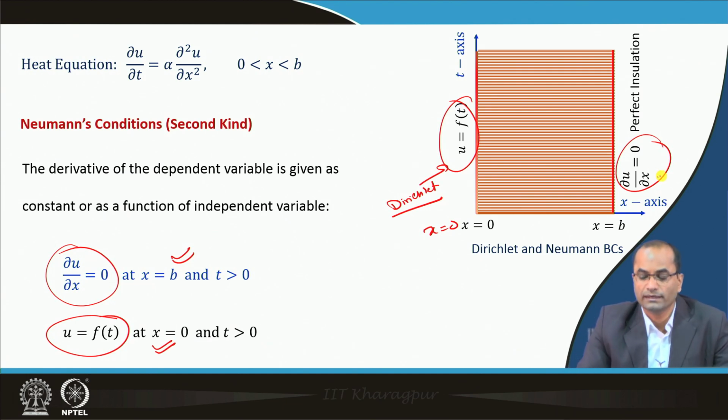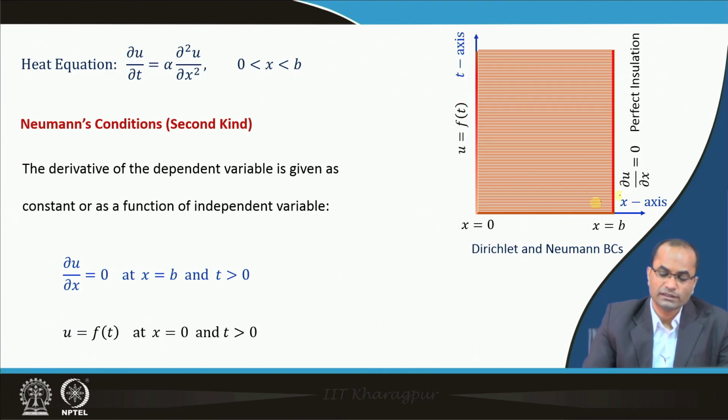So, what do we mean by del u over del x equal to 0? It means that in the direction of x, u does not change, that means there is perfect insulation here, there is no heat loss at the boundary x equal to b, because del u over del x, the flux in the direction of x, is set to be 0.